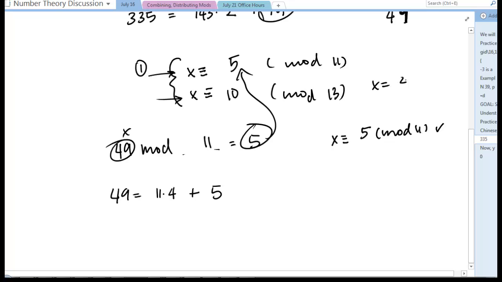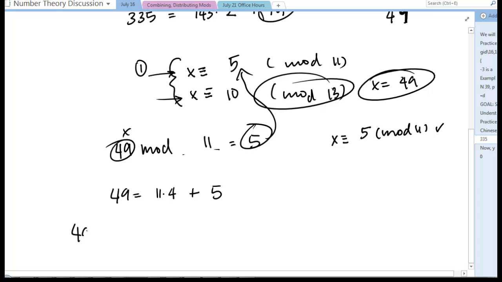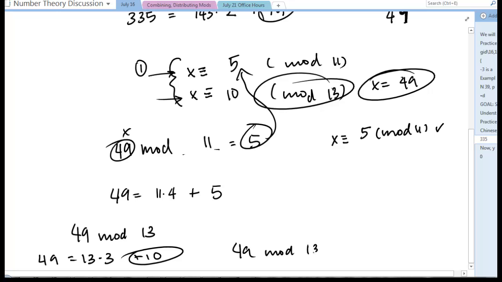So our proposed x is 49. We just want to check and verify here. All right, now let's talk about mod 13. 49 mod 13. 13 times 3 is 39. And then we have 10 left over. So 49 mod 13 is 10. So x, or 49, is congruent to 10 mod 13.